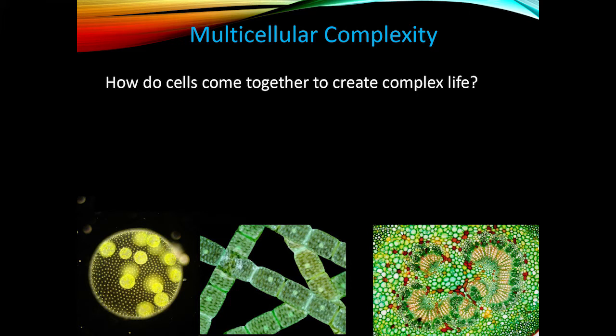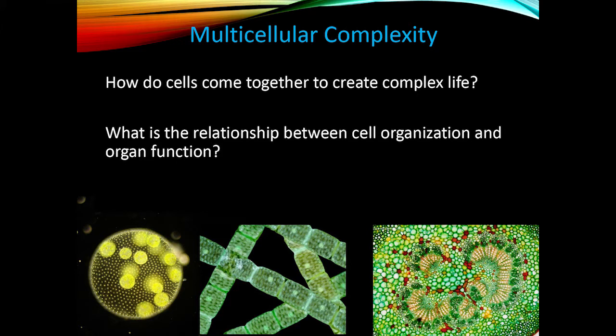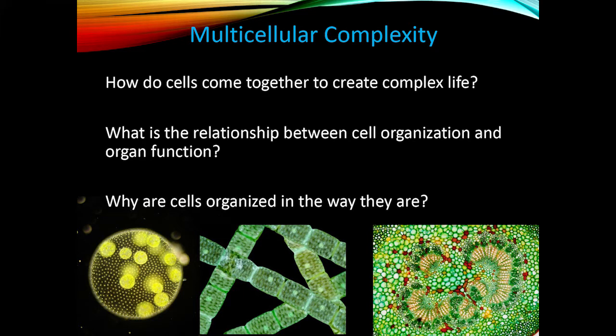And now finally, I have some plant examples here on the bottom of simple forms and more complex forms of multicellular plant life. So in the middle here, we have these filaments, and then we have this volvox, and on the right here is a cross section where you see all sorts of different cells and cell types and different arrangements. And the question we're trying to get at here is, how do the cells come together to create complex life? Another way of addressing this is to ask, what is the relationship between how cells are organized and the function of the organs which they come together to create? And in a more simple way of asking the same question, why are cells organized in the way that they are?